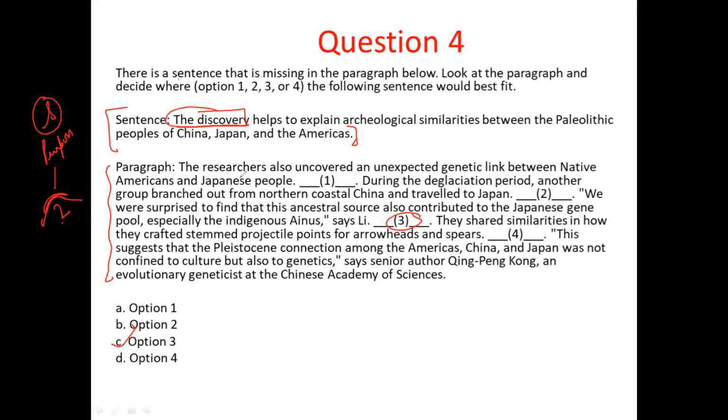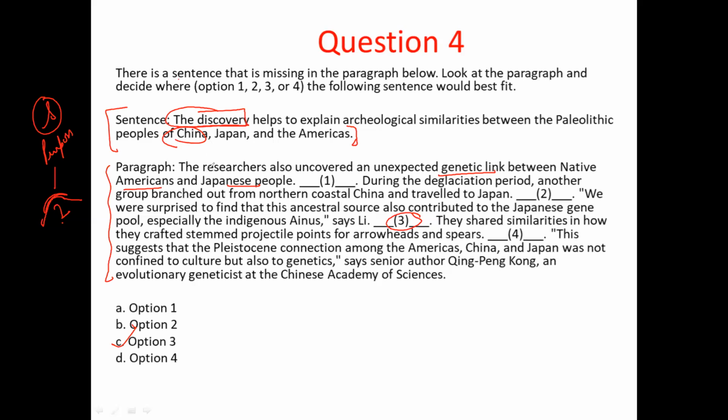that it will be best fitted in blank number 3. Now let's see. The researchers also uncovered an unexpected genetic link between Native Americans and Japanese people. Now, the discovery helps to explain archaeological similarities. It cannot fit in here because we're just talking about the Americas and China, Japanese. And what sort of discovery? They say there is an unexpected genetic link. The discovery may be considered, but then again, it explains the archaeological similarities.